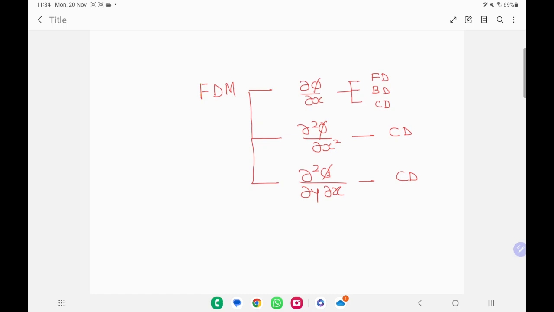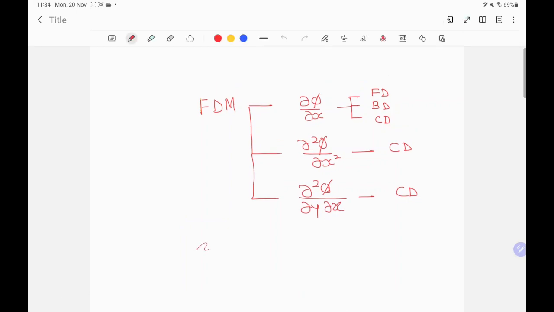We start all over again. What we have done so far is FDM, that is called finite difference method. So it should be very clear to you. FDM is what? Finite difference method. Okay.